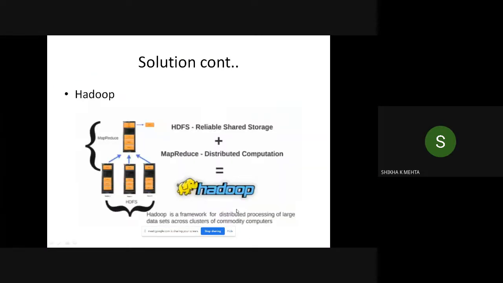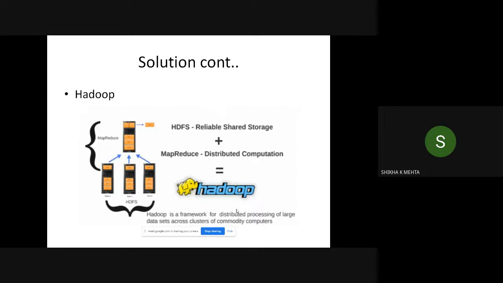So what is Hadoop? Basically, Hadoop consists of two components. One is HDFS and another is MapReduce. We have seen that when we are processing any kind of application, there are two main tasks to be performed. One is storage and another is processing, or computation. For storage, the component of Hadoop meant for it is called HDFS, the Hadoop Distributed File System, and it provides reliable shared storage. We will understand what we mean by reliability.